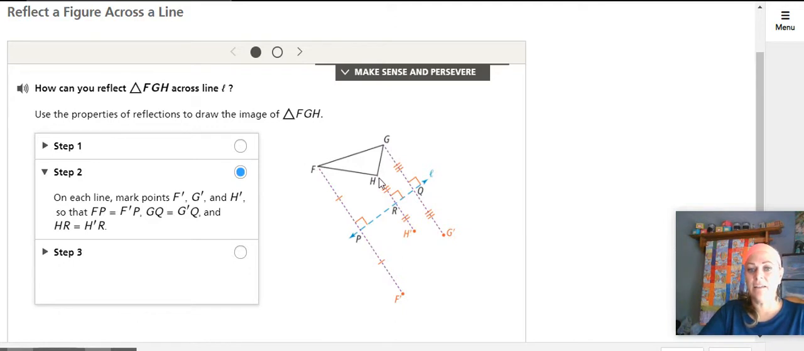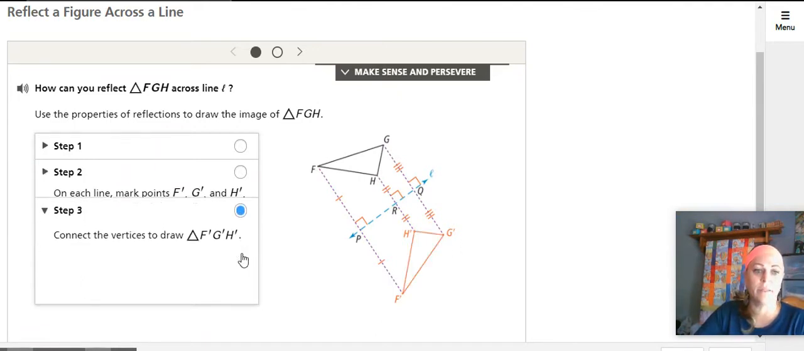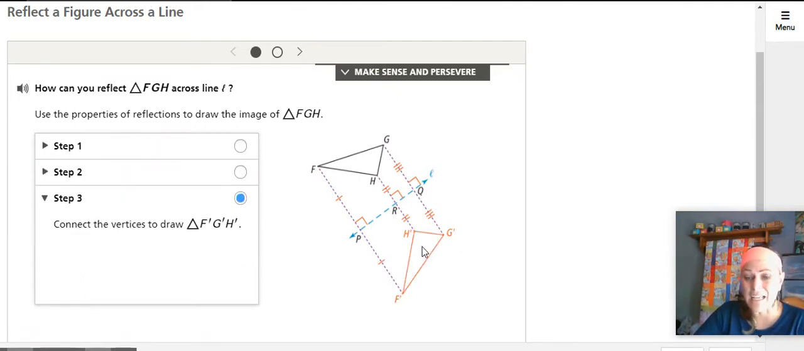So again, equidistant, H to R, R to H prime, G to Q, Q to G prime. Each of those has to be equidistant or the same distance. Step 3, then you just connect. Connect all 3 of the points, F, H, and G prime. And then that will give you the image.